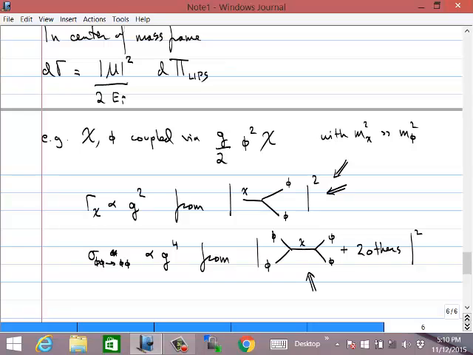You'll sum them all together. You'll get an answer that's a function of energy. So in the center of mass frame, for example, it'll be a function of the center of mass energy as well as the scattering angle. And you'll go ahead and compute explicitly what that scattering cross-section is as a function of that energy and scattering angle. Okay.